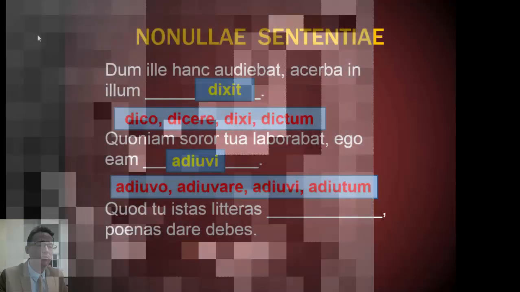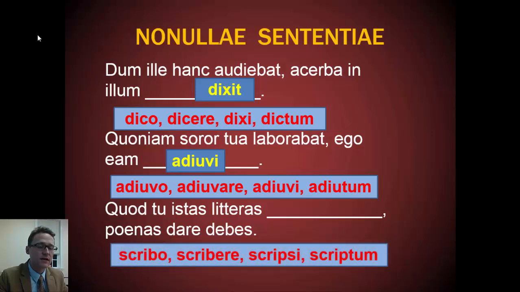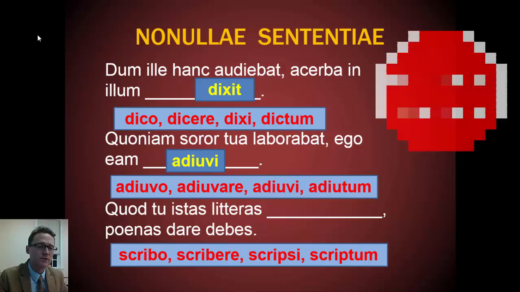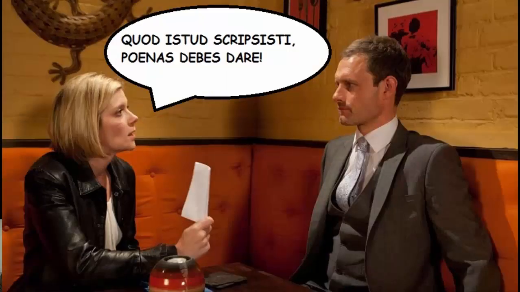All right, and for our last example, quod tu illas litteras blank, poenas dare debes. We want to say, because you wrote that letter, you ought to be punished. You ought to pay the penalty. Because you wrote that letter, you ought to pay the penalty. And for this example, we'll use the verb scribo, scribere, scripsi, scriptum. Again, pause the video, think about the answer, and resume the video when you think you have the correct answer on your page. Did you write scripsisti? If so, you are correct.